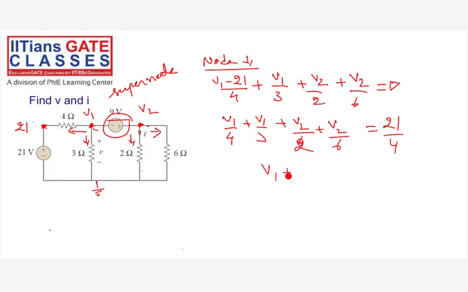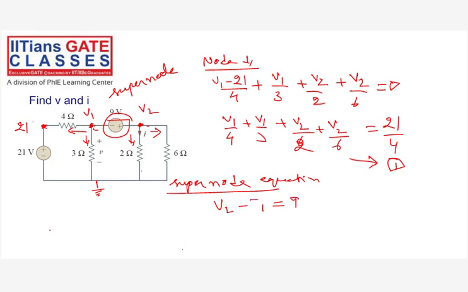These are the two equations, two unknowns. You'll get the answer. After finding V1 and V2, what is V and I? Tell me, how do you find V? What is V?